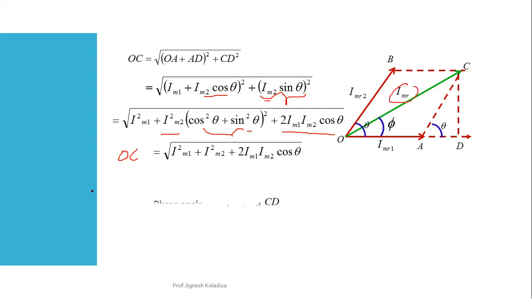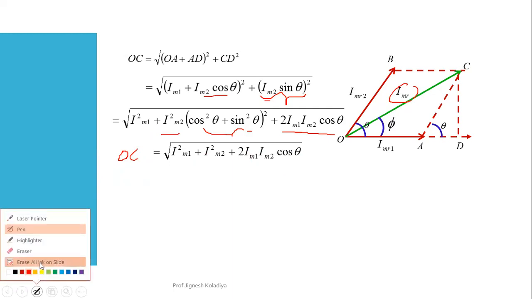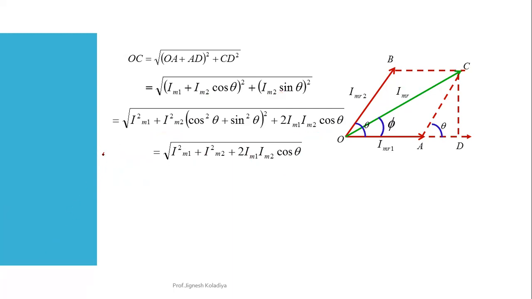Okay. So yes, this is the equation that you have to remember. OC is equal to the resultant, which is equal to square root of Im1 square plus Im2 square plus 2 Im1 Im2 cos theta.